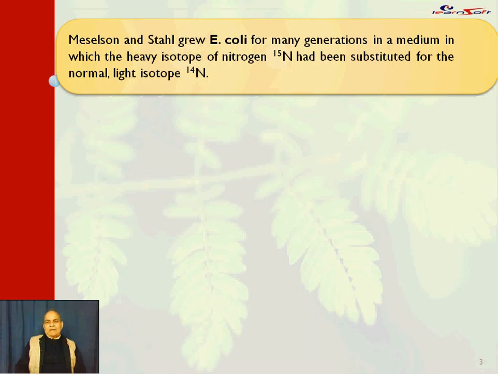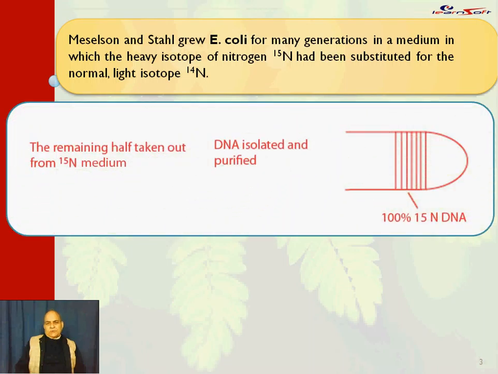Means they first cultured the E. coli in a medium which was containing the 15N, that is the heavy isotope of nitrogen. A few bacterial cells were isolated, their DNA was isolated and purified, and it was observed that 100% of the DNA had the 15N in it.